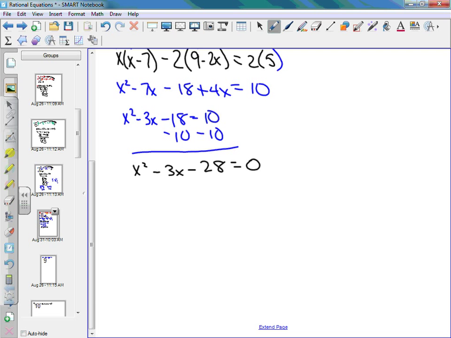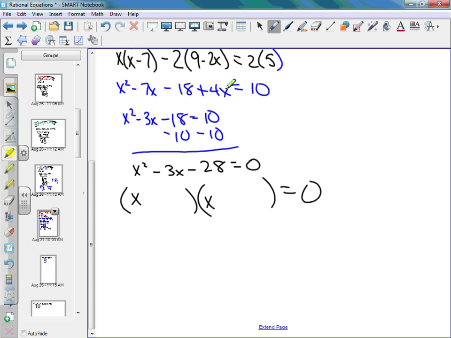Now what? Need to factor into 2 binomials. Remember that? The opposite of FOIL. Now how do I split up x squared evenly? X and x.